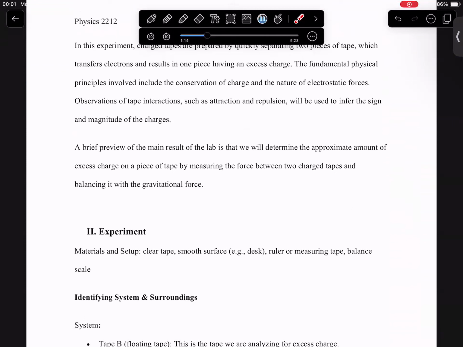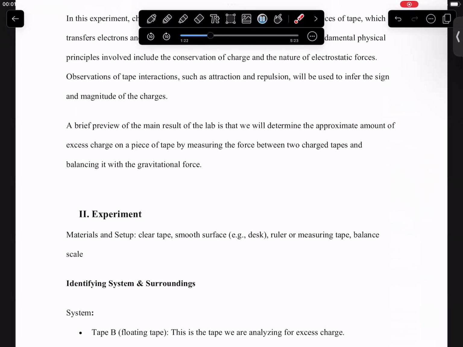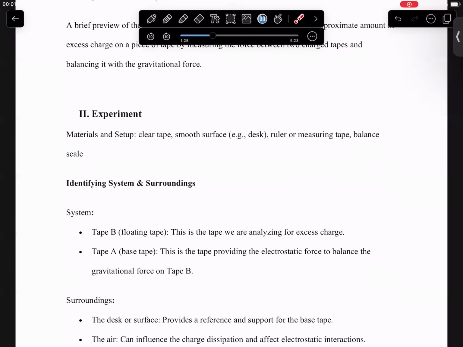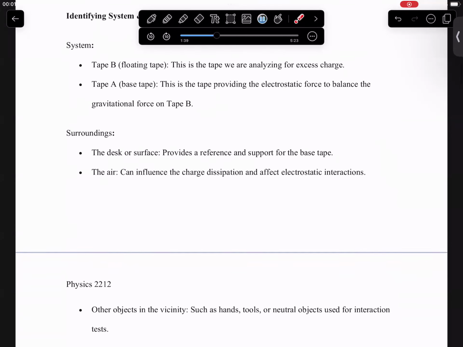A brief preview is that we will determine the approximate amount of excess charge on a piece of tape by measuring the force between the two charged tapes and balancing it with gravitational force. In this lab, we use clear tape, a smooth surface, and a ruler. Also, we identified tape B and A as the system, and the surroundings were the desk and the air.